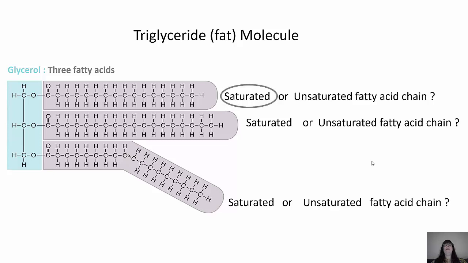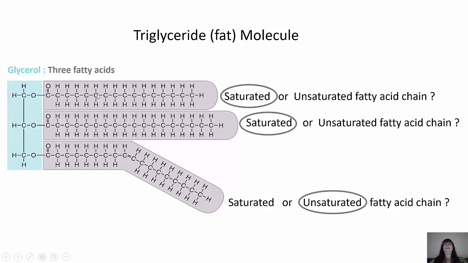It's saturated. The middle one, that is saturated, and the bottom one, that is unsaturated. Now you can tell it's unsaturated because it has a double bond right here. When you are determining if something is saturated or unsaturated, do not pay attention to this double bond on the outside. That is there in every single fatty acid chain.